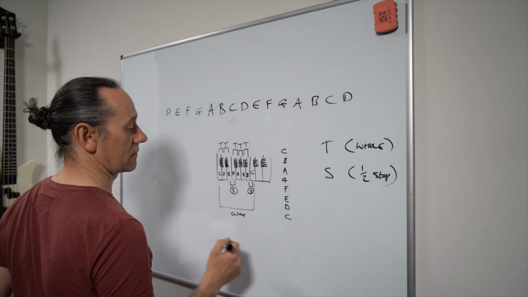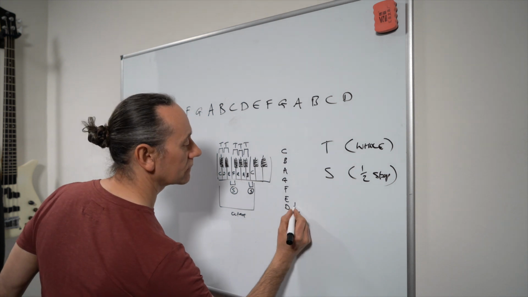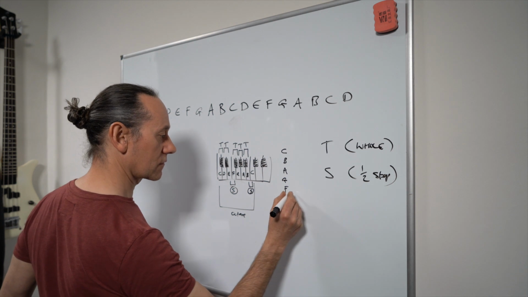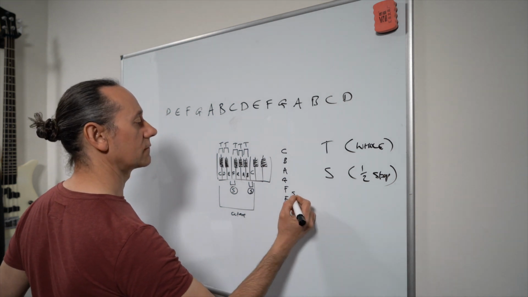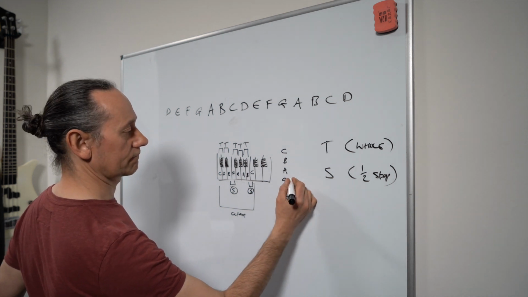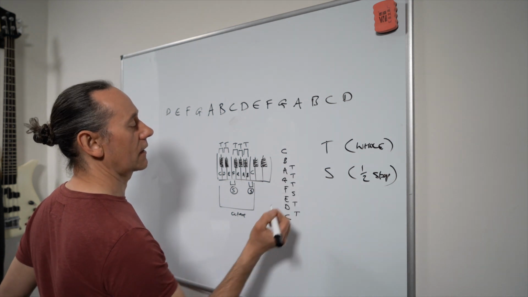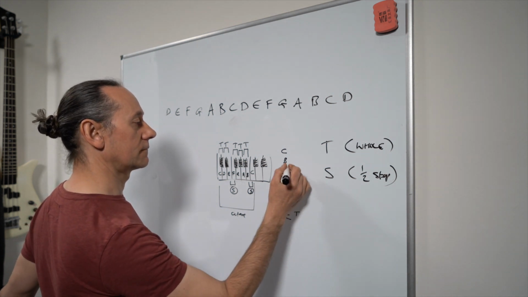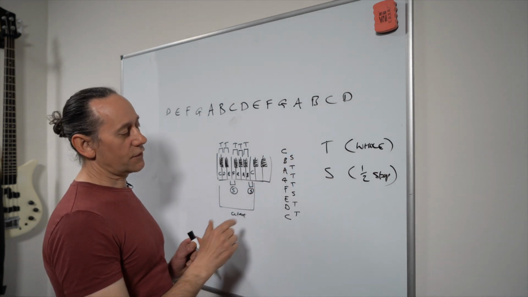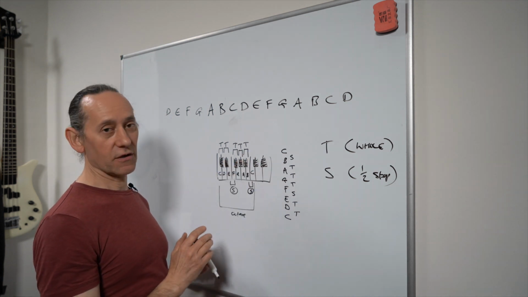C to D, D to E, E to F, right next door, F to G, G to A, A to B, and B to C. This sequence of tones and semitones actually spells out the sound of a major scale.